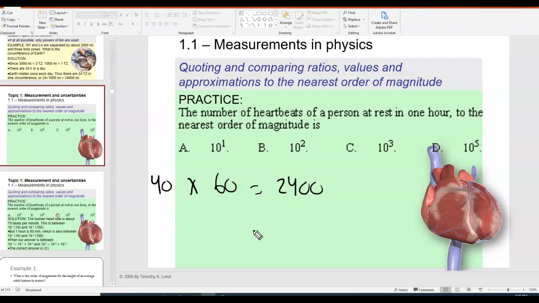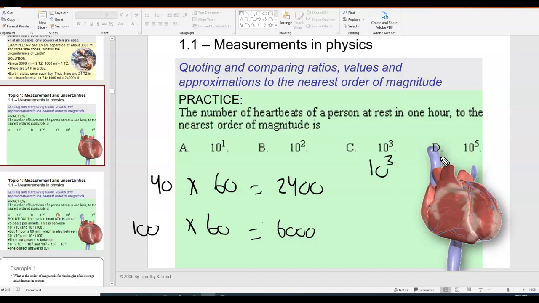2,400 beats. Now, what if you didn't get 40 beats per minute? What if you're sick and your heart is beating at 100 times per minute? Let's say 100 beats per minute times 60 minutes. That would be 6,000. Now, the order of magnitude of both of these numbers is 10 to the power 3, because 10 to the power 3 is 1,000. And both of these numbers are closer to 1,000 than they are to 100 or 10,000 or anything like that.